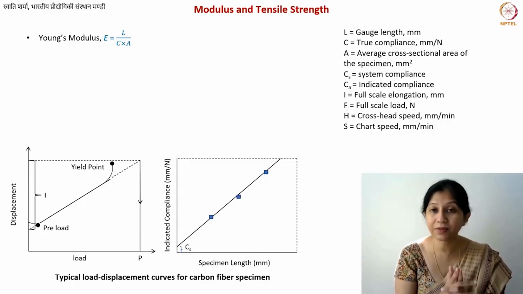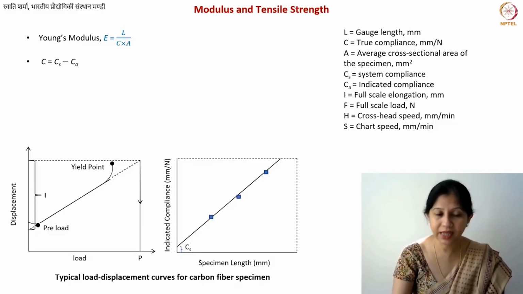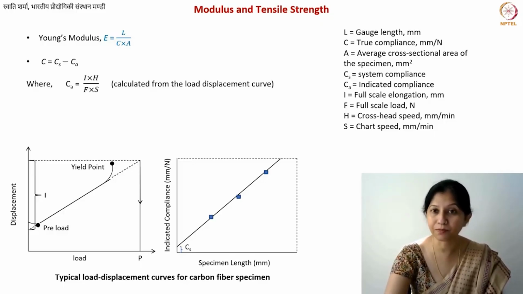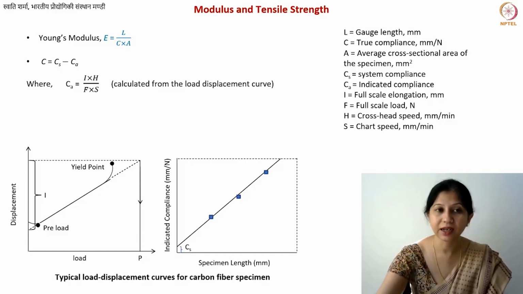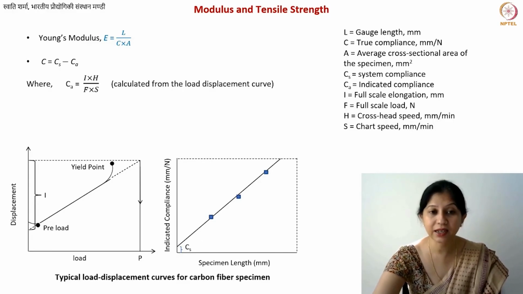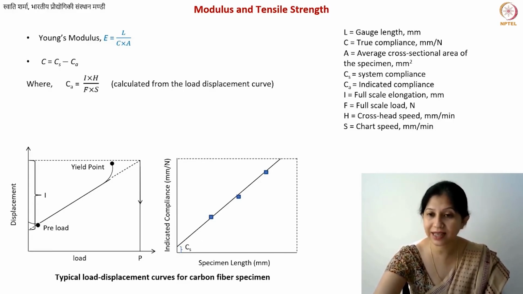Now what is this term C? C is calculated from these graphs, these plots. C equals what is known as CS minus CA. CA is the indicated compliance, as you can see here, I have written it. The indicated compliance you can see in your second plot. How is it calculated? This is the expression for it: I into H divided by F into S.